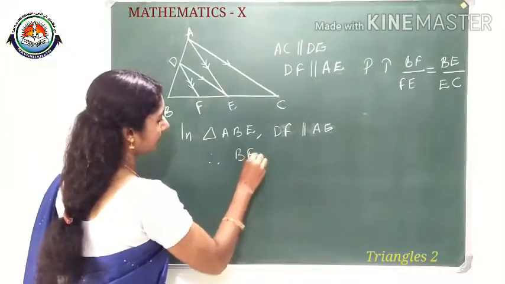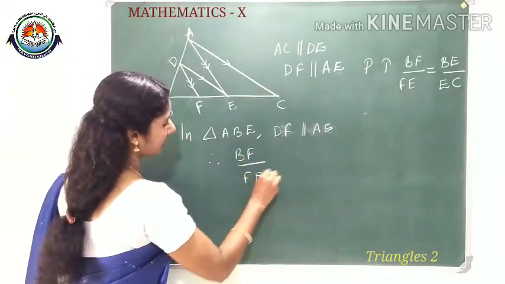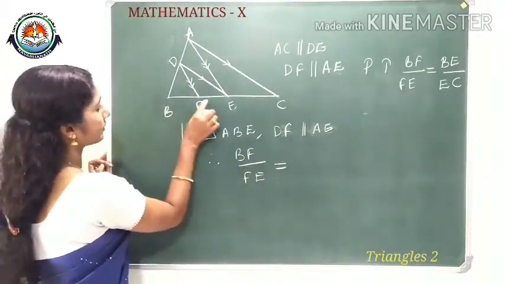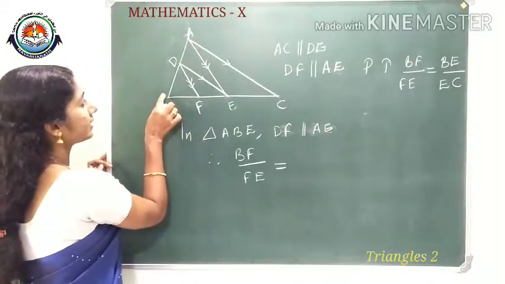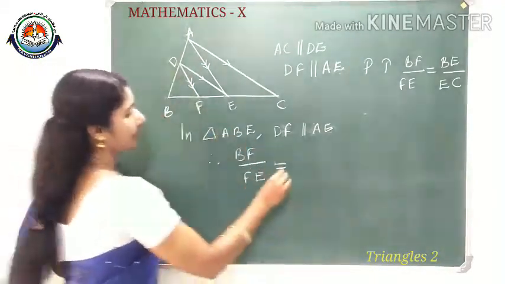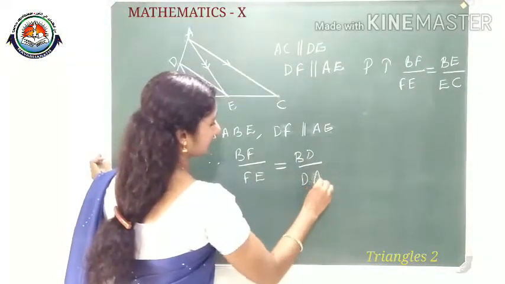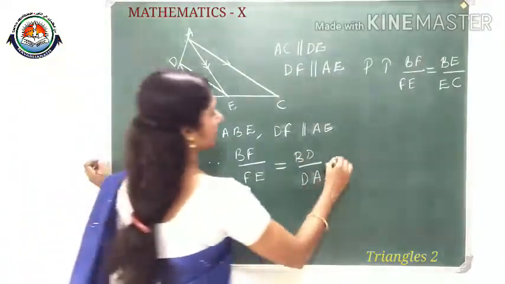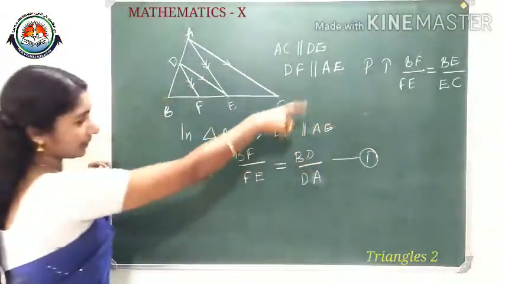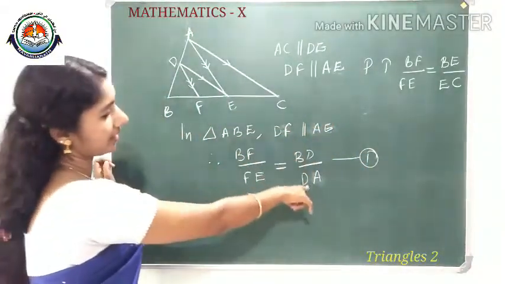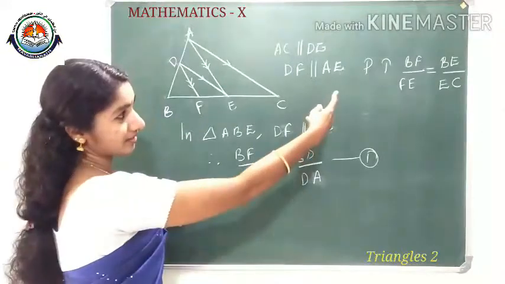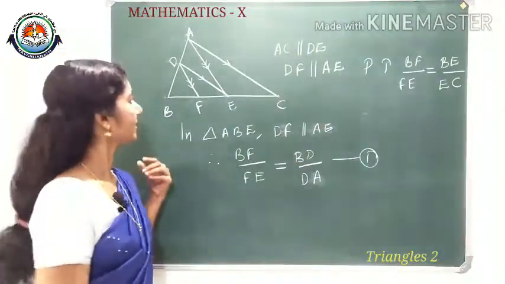Therefore, BF by FE is equal to, same way here, BD by DA. We got one equation, including BF and FE is ready. BD and DA we don't want. So we need to make another equation including BE and EC.